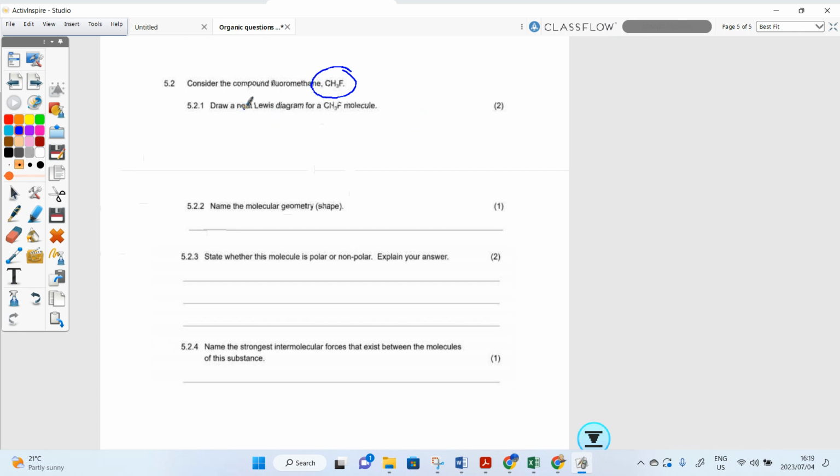So read the question. Is this even organic? Draw a neat Lewis diagram for CH3F. Can you do that? You're going to start with your carbon, and how many electrons around the carbon? 1, 2, 3, 4. How many electrons does an H want to share?